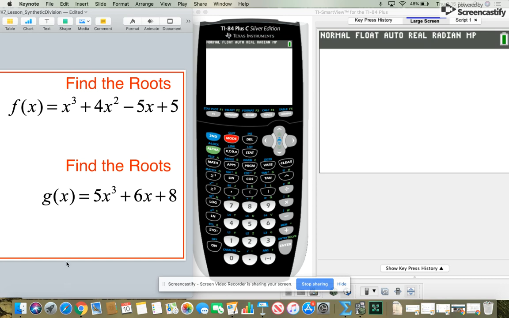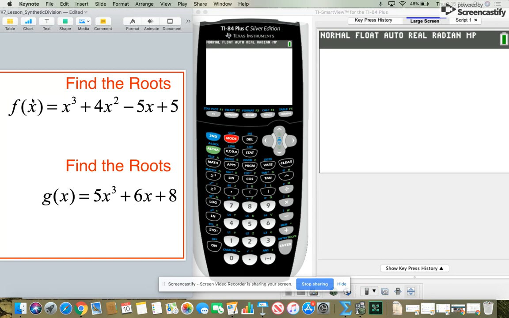All right, guys, here is your lesson on the application that's on your graphing calculator to solve for roots of polynomials. So if we take a look here, I have these two functions over here. I have f of x and I have g of x. And here I have my graphing calculator.